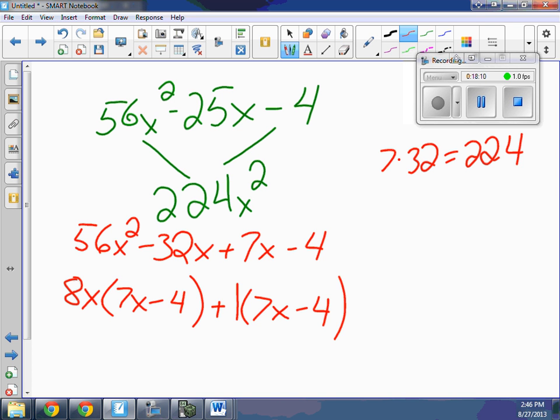So one of my roots is going to be 4/7, and one of my roots is going to be negative 1/8. Because you have to subtract that 1 and then divide the 8. Does that make sense? Yeah, you set it equal to 0, subtract the 1, divide the 8, and you'd get it. Okay. All right, last one.